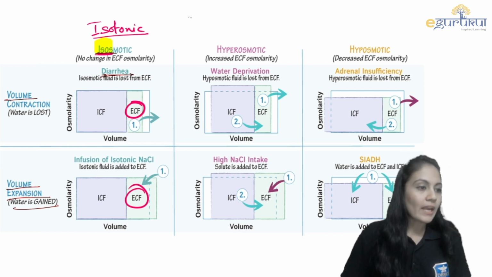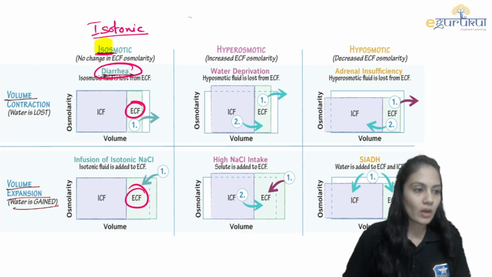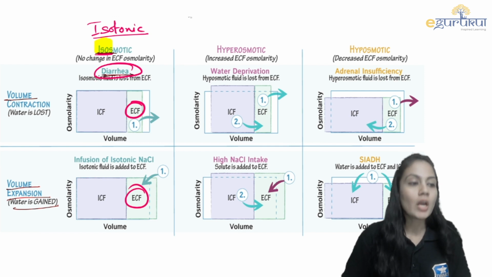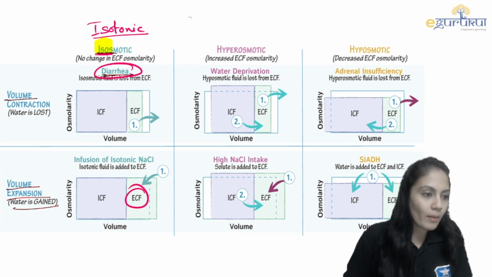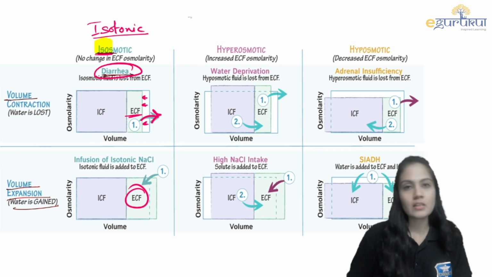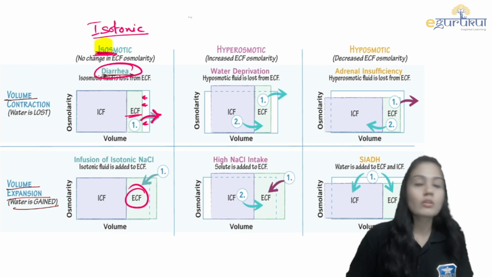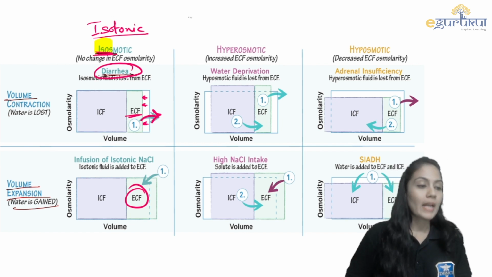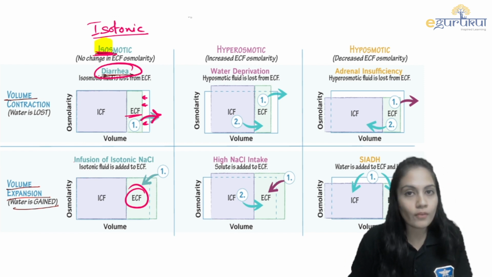Now, an example is diarrhea. If somebody has diarrhea, what is going to happen? He is going to lose isotonic, isoosmotic water. From the ECF he is going to lose the volume. So volume contraction occurs in the ECF, but the osmolarity is not going to change, since it is an isoosmotic loss.